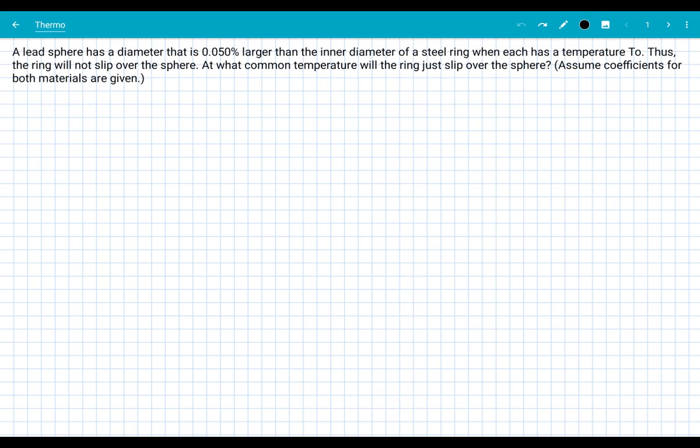All right, let's have a look at this thermal expansion problem here. We're given two objects. One is a lead sphere and the other is a steel ring. We're told that the lead sphere is a little bit bigger than the steel ring at some initial temperature T naught. And then we're asked at what common temperature will the ring just slip over the sphere. So basically we have this system of a sphere and a ring, and they're going to be in the same environment. So we want to know what is the temperature at which they will fit together.